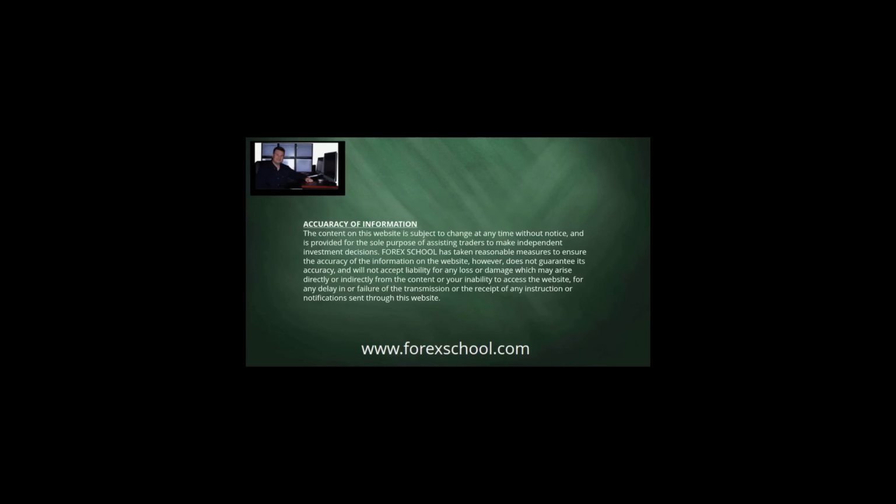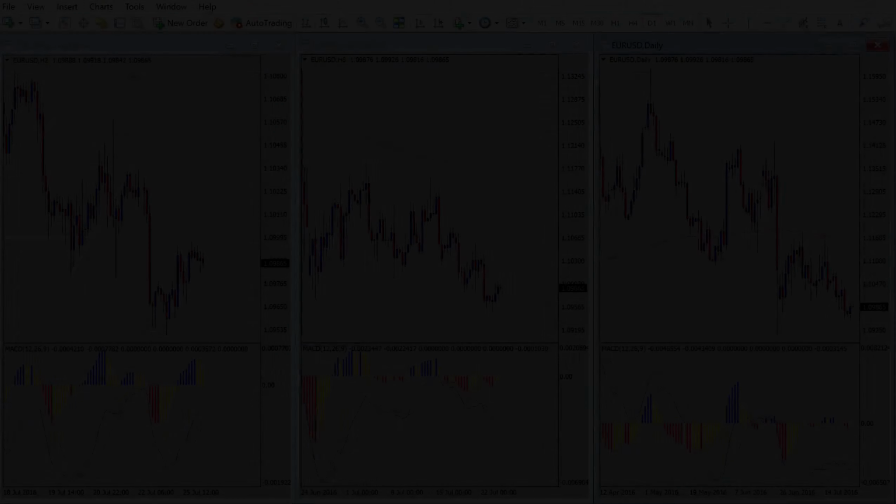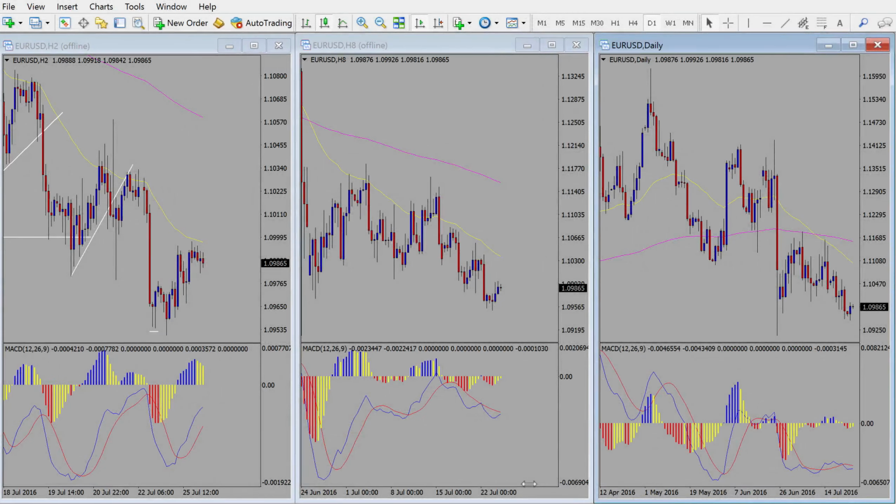Now let's take a look at the live market. Let's take a look at our live trade setup on the Euro US dollar before price moves. So nothing new again on the daily chart, still in a strong downtrend. Midterm chart, still in a strong downtrend.